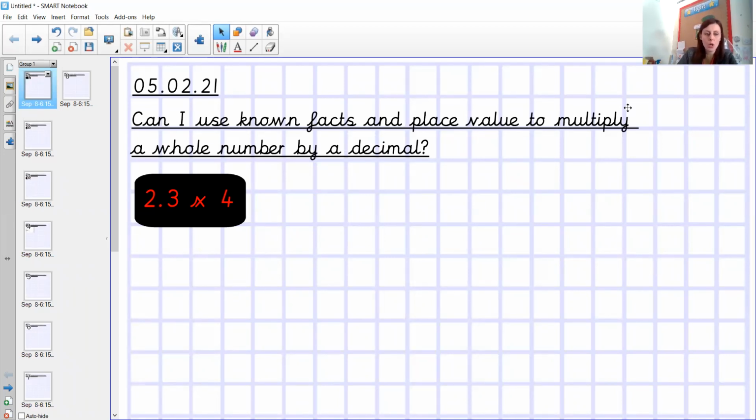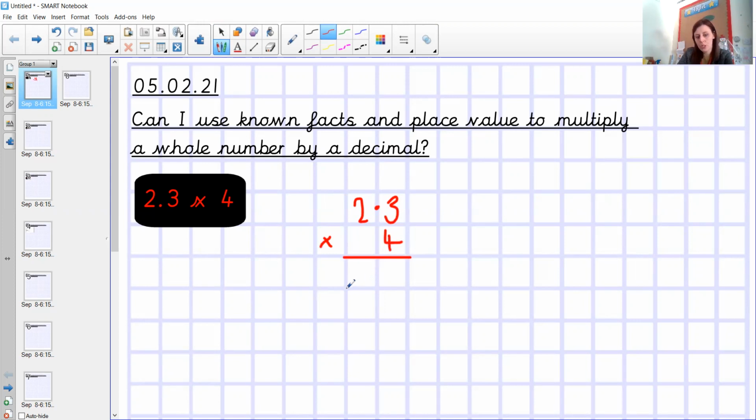I'm going to go through 3 examples with you first of all, and then we're going to have a look at today's do it. So I'm going to write it out first. I've got 2 decimal point 3 multiplied by 4. Where I said place value is one of the key things we're looking at today, I'm going to put my decimal point down there to start with so I don't forget it. And then I'm going to start.